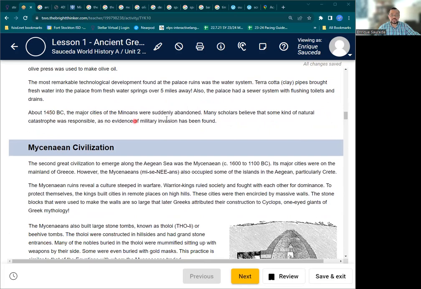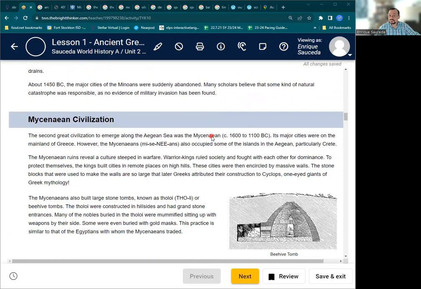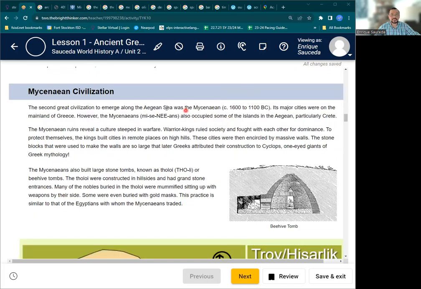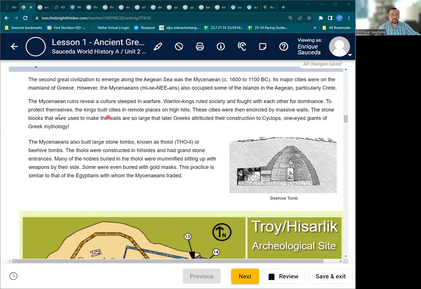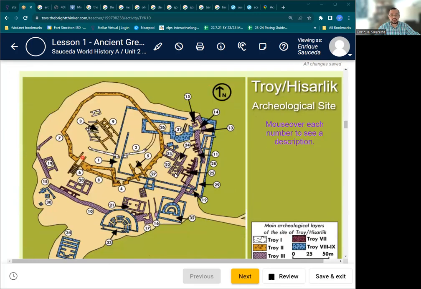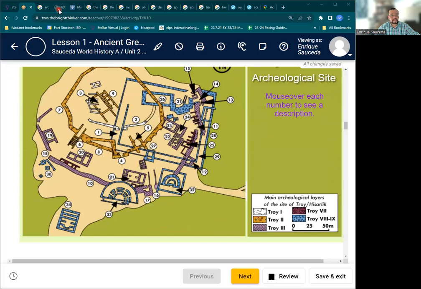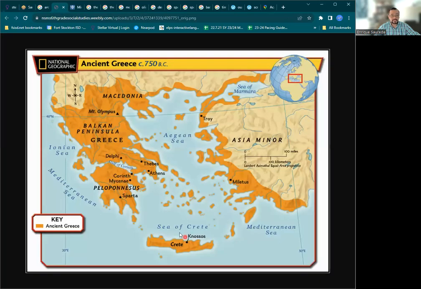About 1450 BC, the Minoans suddenly abandoned it. They believe some kind of natural disaster. No evidence of military invasion has ever been found. Supposedly, Atlantis. The Mycenaeans along the Aegean Sea, Greece, however, they occupied the islands, particularly Crete. The Mycenaean ruins reveal a culture steeped in warfare. Warrior kings ruled. If we're looking at the Aegean, there's Mycenae, Crete, Knossos, Athens, Mount Olympus, home of the gods. The city of Troy is across the Aegean in Turkey.